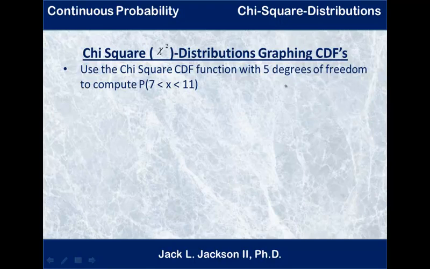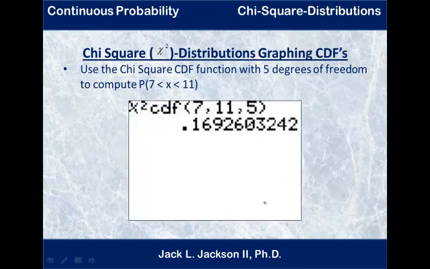Now we can actually find that a little bit easier by using the chi-square CDF in a very similar manner to how we used the T CDF or the normal CDF. Let's compute the probability that the chi-square value is between 7 and 11 for a chi-square distribution with 5 degrees of freedom. Go ahead and do that. Press pause now.